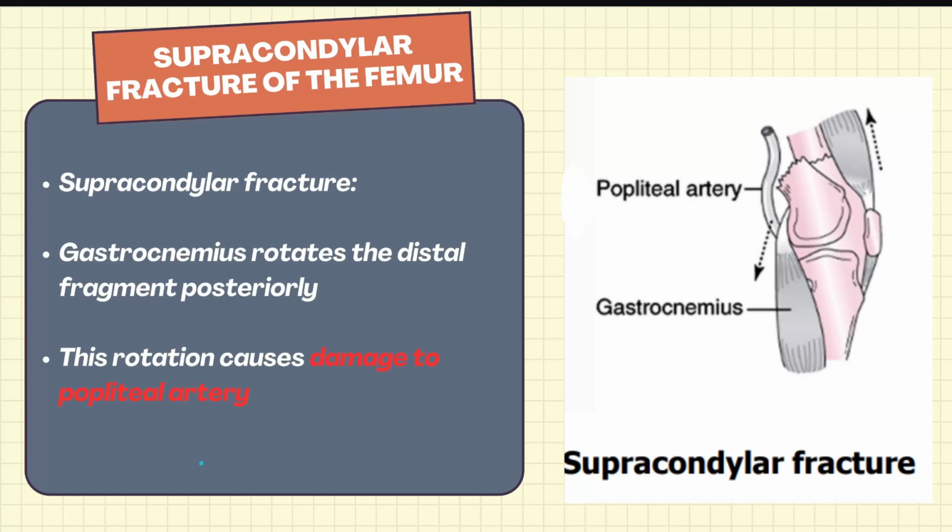Now coming to the supracondylar fracture of the femur. This is the fourth fracture of the femur so far. In the supracondylar fracture, the gastrocnemius is going to start rotating the distal fragments of the femur. You can see here the gastrocnemius is going to start rotating the femur. This rotation is going to affect our popliteal artery.